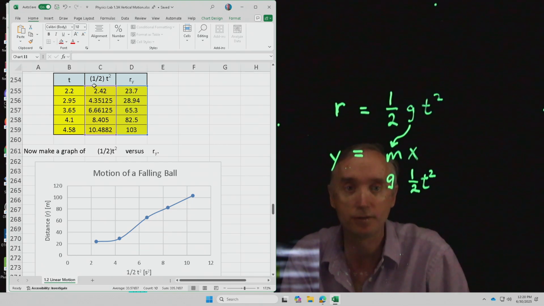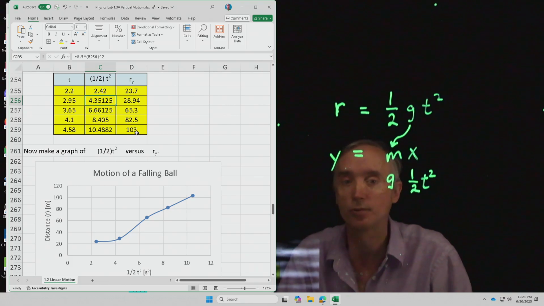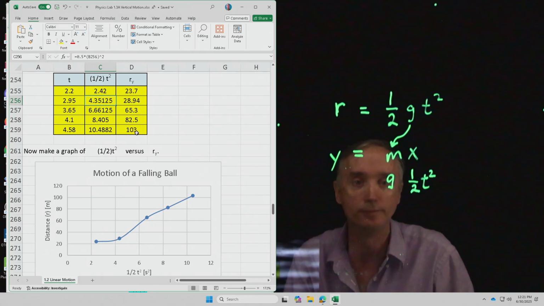So with my calculator, I took 2.2 squared and then divided by 2, and then I get this number here. And then I took this number and I squared it, and then I divided by 2 and I got this number. So you needed to, or I did this one here. These numbers are generated using these numbers. And then I've got here the distances that the ball fell. So those were just pure numbers that I picked off of the graph. You can use different numbers if you want.